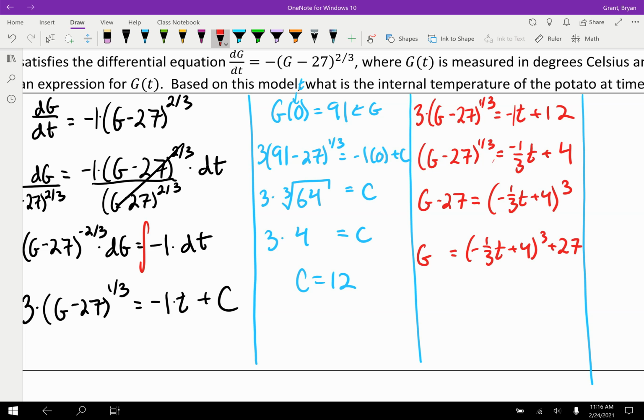Decent amount of work there. Some big numbers, some cube roots. You could call this g of t or just g. Doesn't matter one way or another. Once the output is isolated, you can switch to function notation. Great. So are we done?